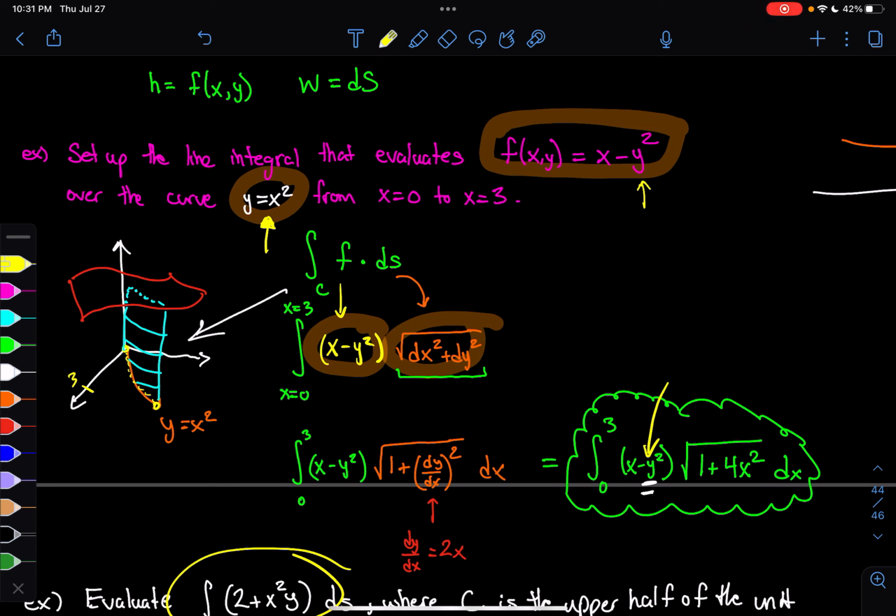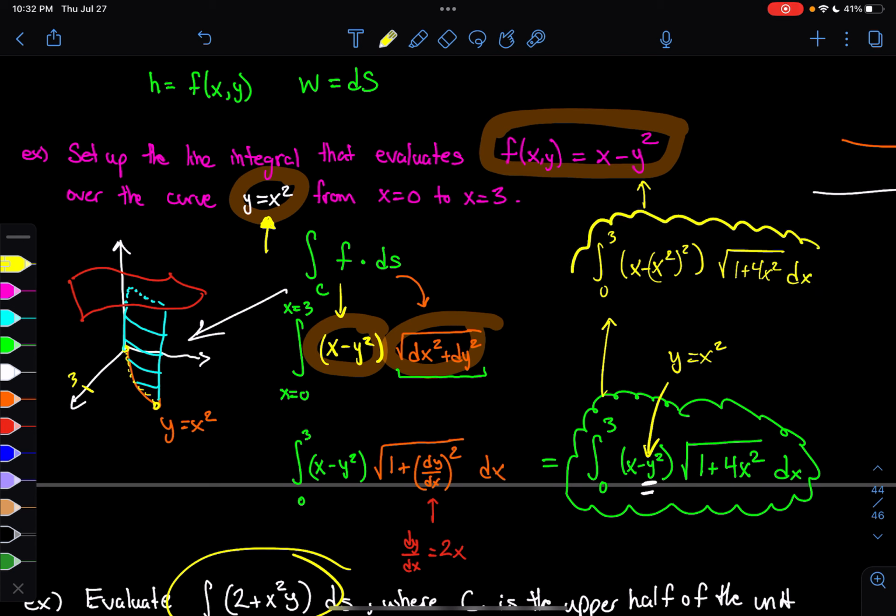If we're only talking about the y values associated with that curve, well, those y values are the same ones that are on the curve. They're coming from the curve. So actually, I could have substituted that out and made the integral from 0 to 3 of (x minus x squared) quantity squared, times the square root of 1 plus 4x squared dx, and this would have been the line integral that we would need to evaluate. Now, again, this looks terrible.